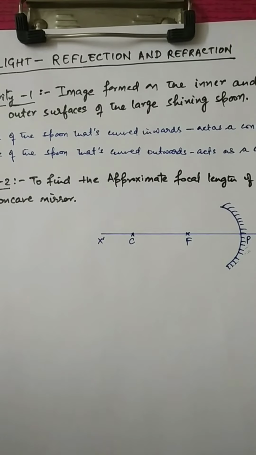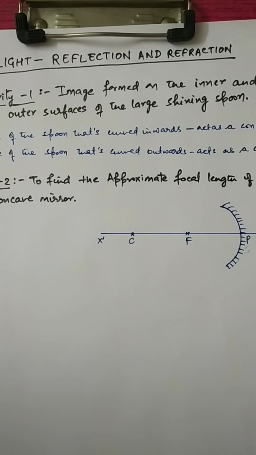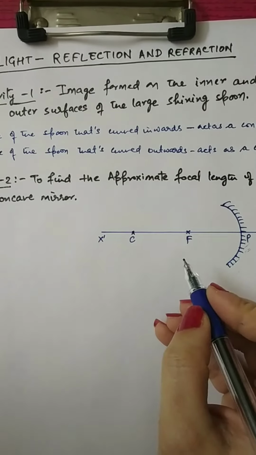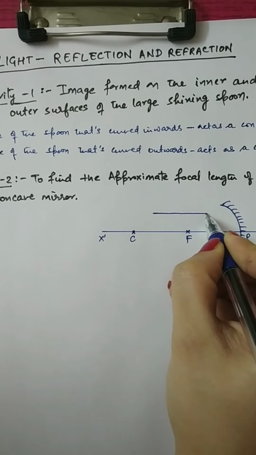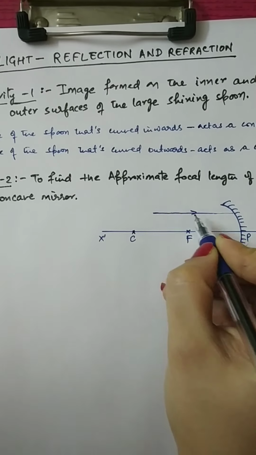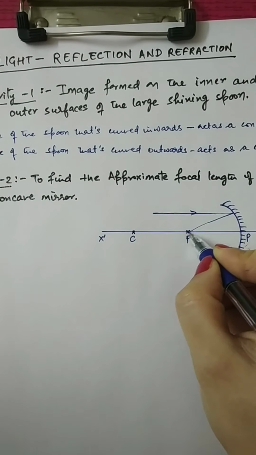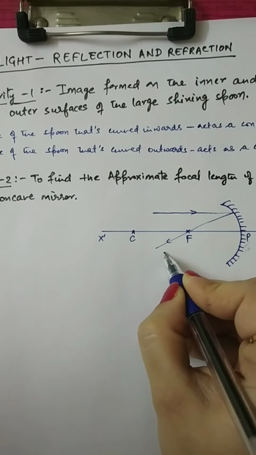In activity 2, we will find the approximate focal length of the concave mirror. Before doing that, let's first understand that the concave mirror is a converging mirror. It converges a beam of light falling on it. So when a beam of light parallel to the principal axis falls on a concave mirror, it converges at the focus. It passes through the focus of the mirror.